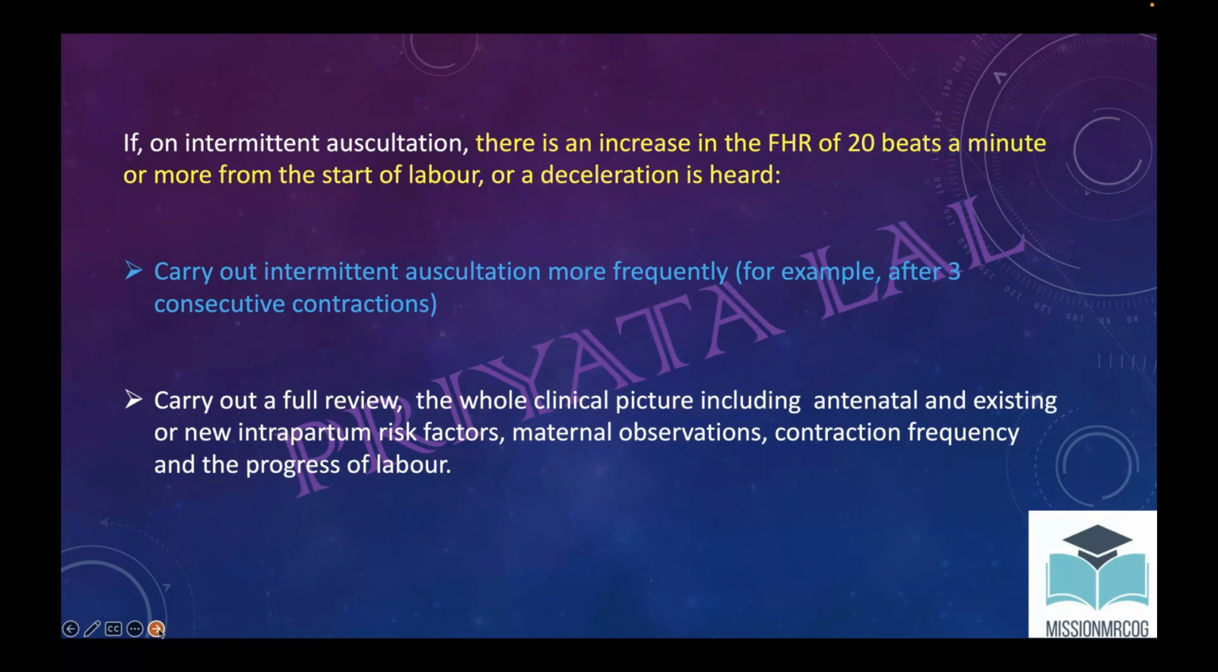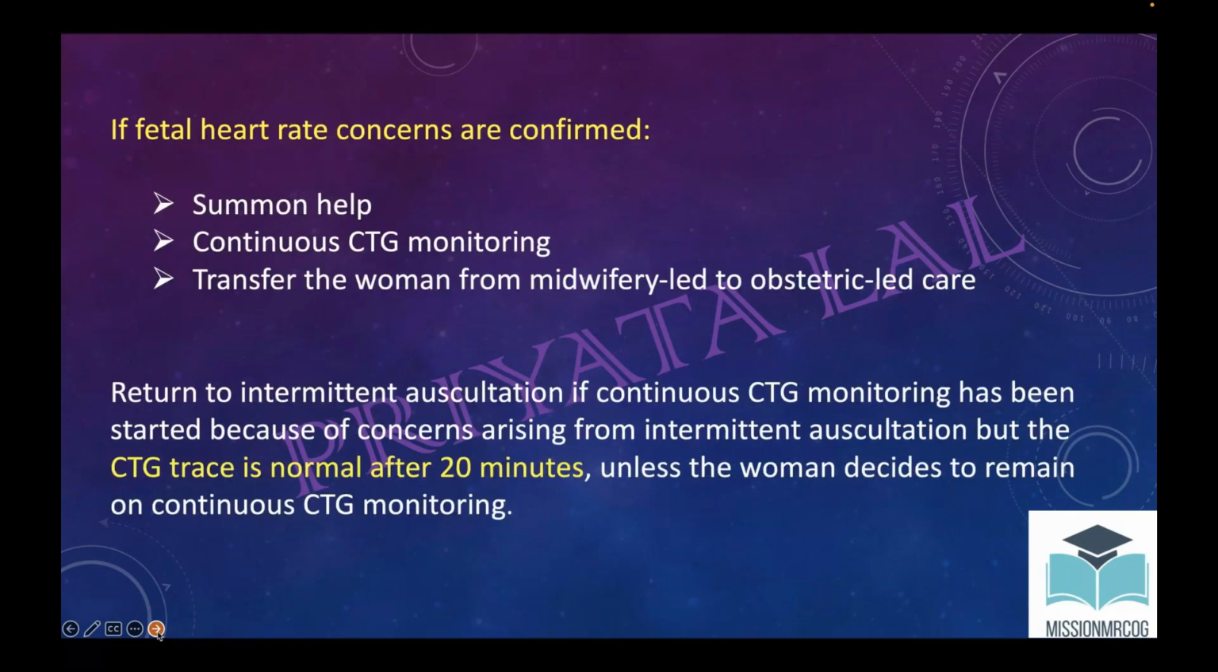Okay, so this part I have put in blue color, and this is the change from the new guideline. Now, if fetal heart concern is there, then what you will do, either call someone for help, or you can change over the method. What is the changeover of method? It is CTG. After intermittent is not working, you have to do CTG. Or if the patient is in midwifery care, then the patient has to transfer to the obstetric led unit, because we already know that CTG monitoring is available only in obstetric units.